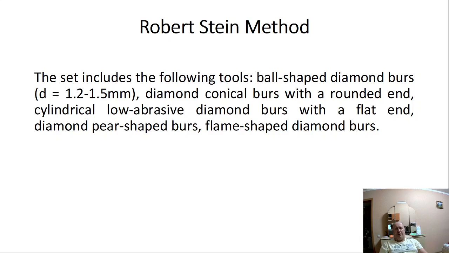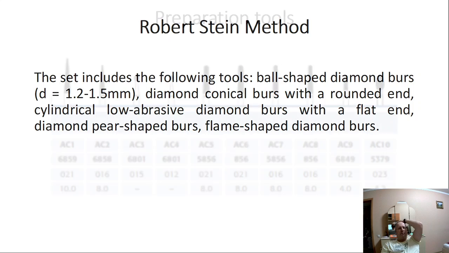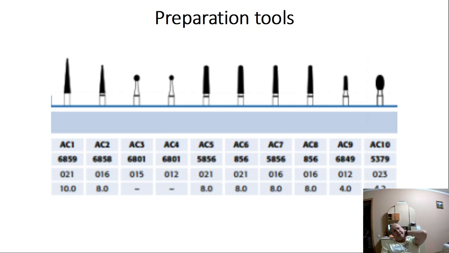The set includes the following tools: ball-shaped diamond bores, diameter from 1.2 till 1.5 millimeters, diamond conical bores with a rounded end, cylindrical low abrasive diamond bores with a flat end, pear-shaped bores, and flame-shaped diamond bores. Next, here you can see it.